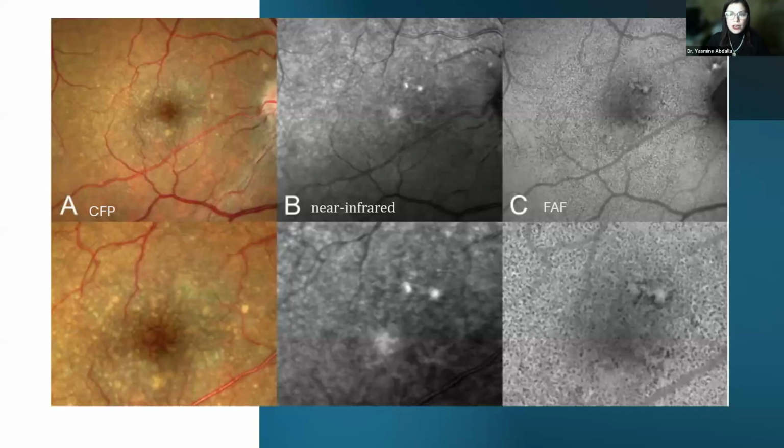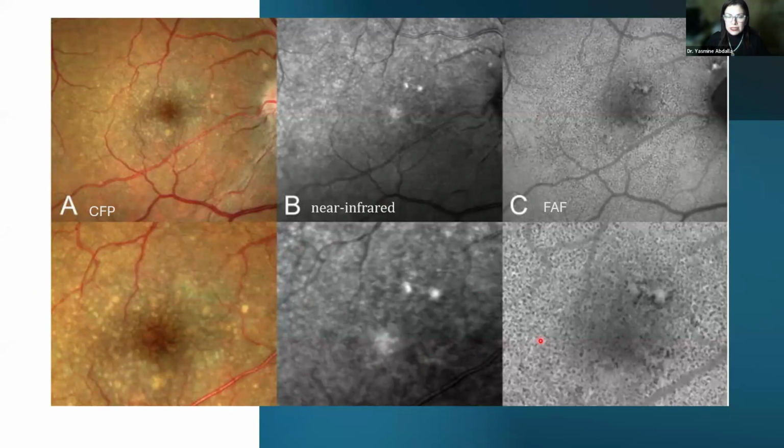This is another picture of cuticular drusen. This and this are the same, only this is 10 times magnified compared to this one. So again, note the small little drusen over there. It's more difficult to see in the infrared.